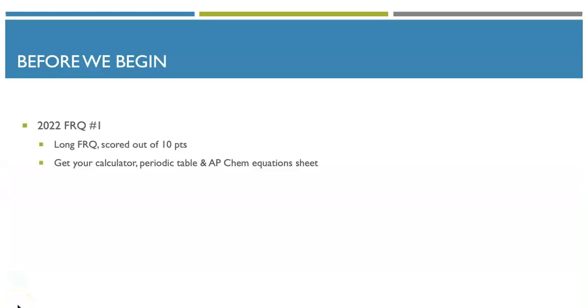The first free response question in any AP Chemistry exam is a long question, meaning it's scored out of 10 points and has multiple parts. Sometimes there are 8 or 9 parts to a 10-point free response question in AP Chemistry.